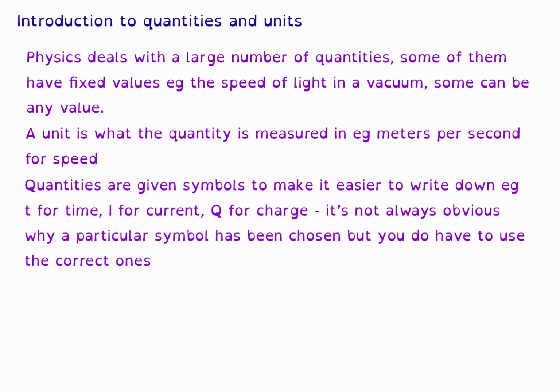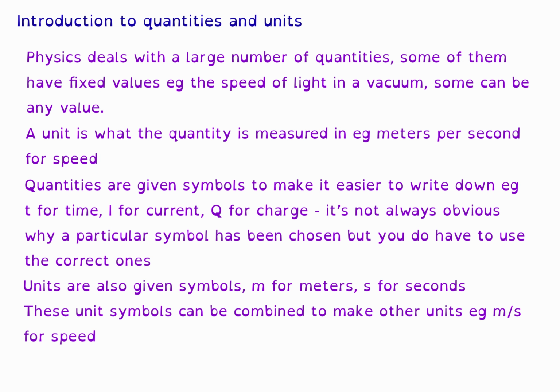Quantities are given symbols to make it easier to write down, so T for time, I for current, and Q for charge. It's not always obvious why a particular symbol has been chosen, but you do have to use the correct ones. Units are also given symbols, m for meters, s for seconds. These unit symbols can be combined to make other units, for example meters per second for speed.